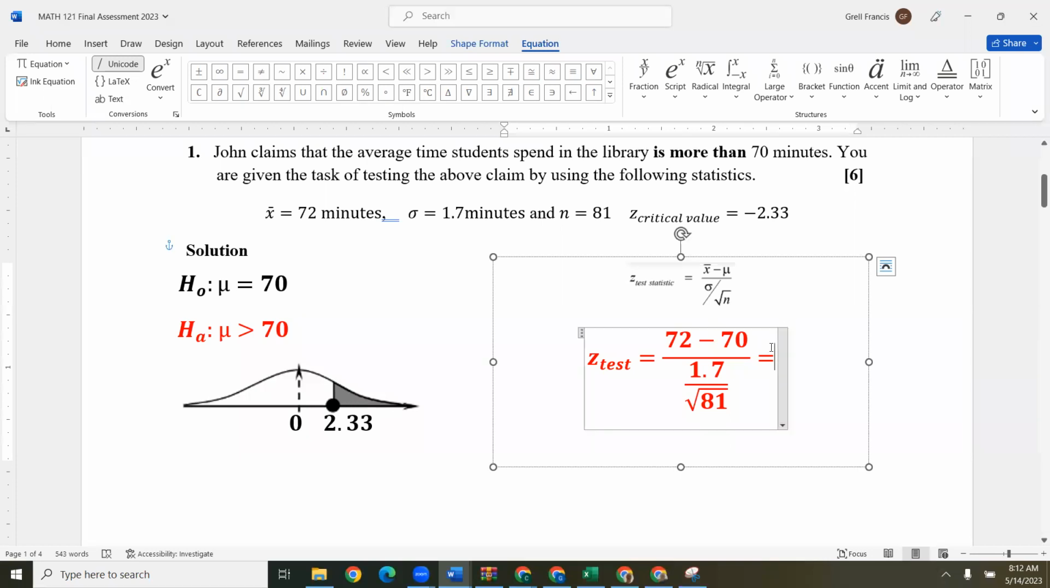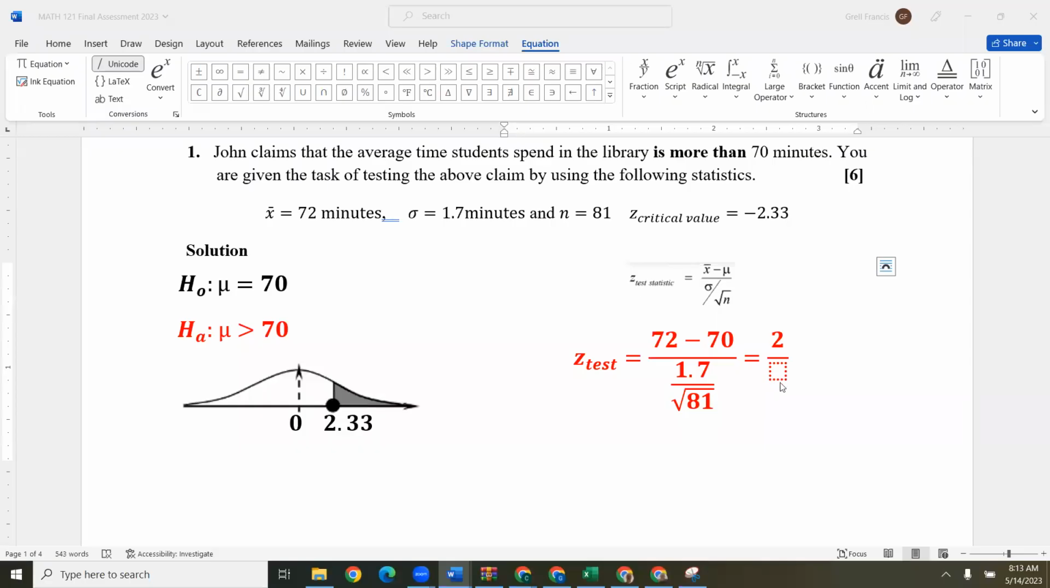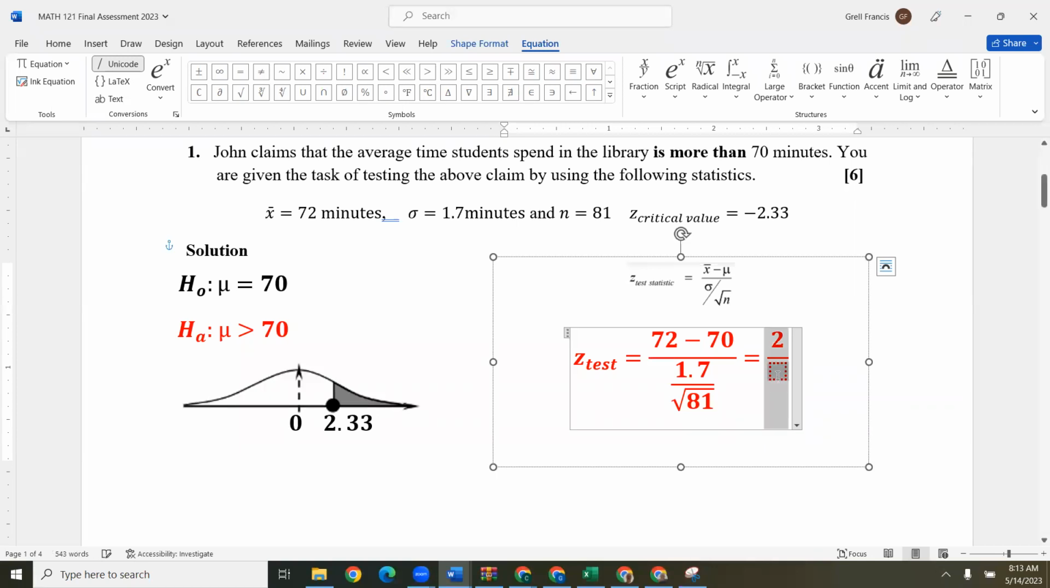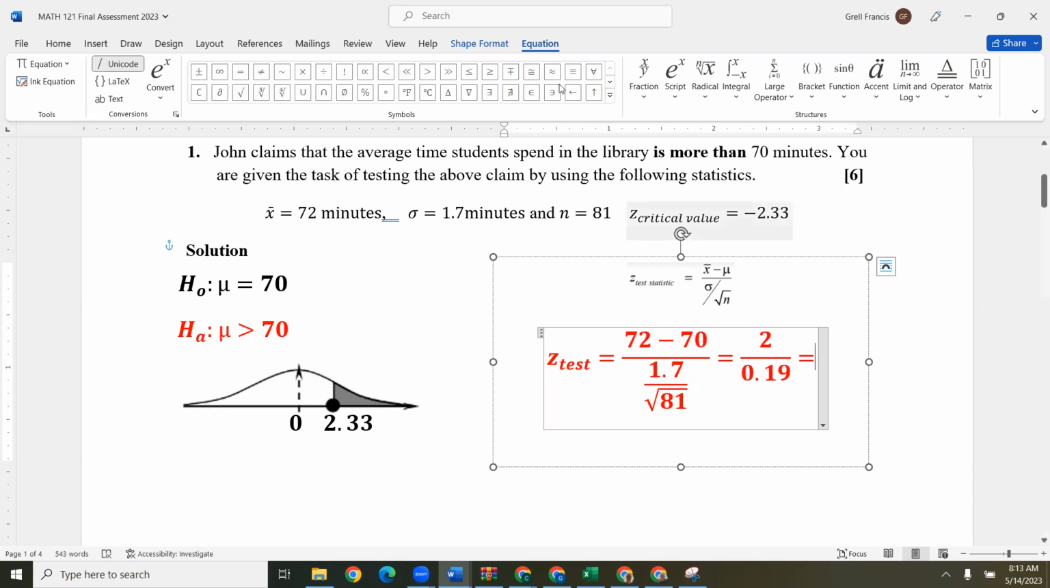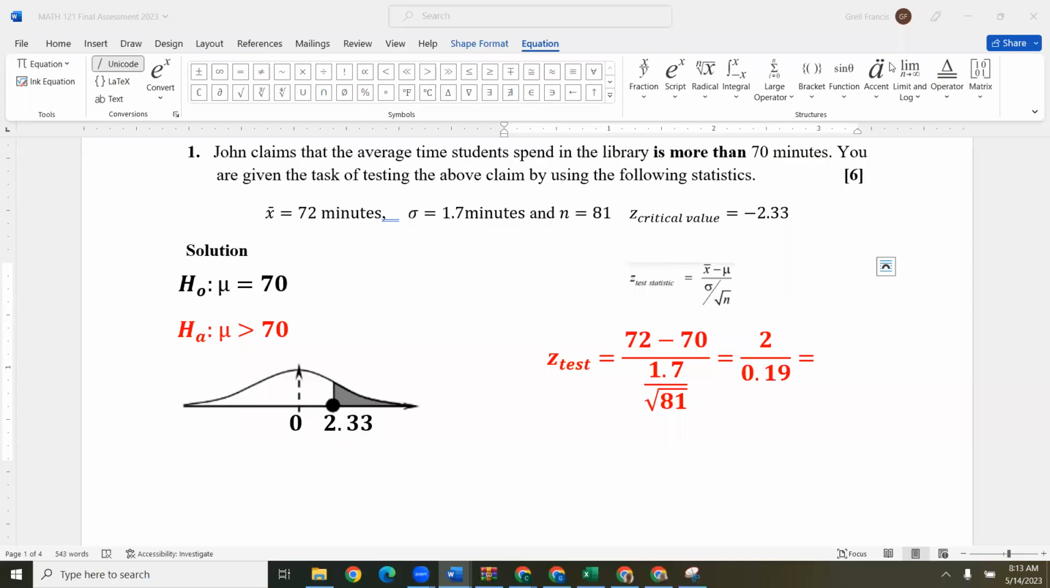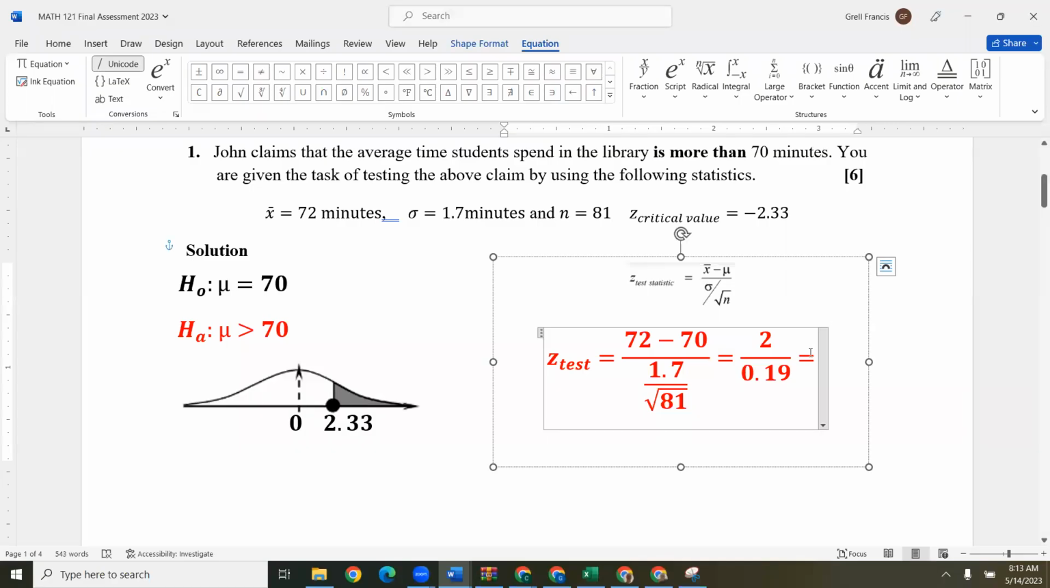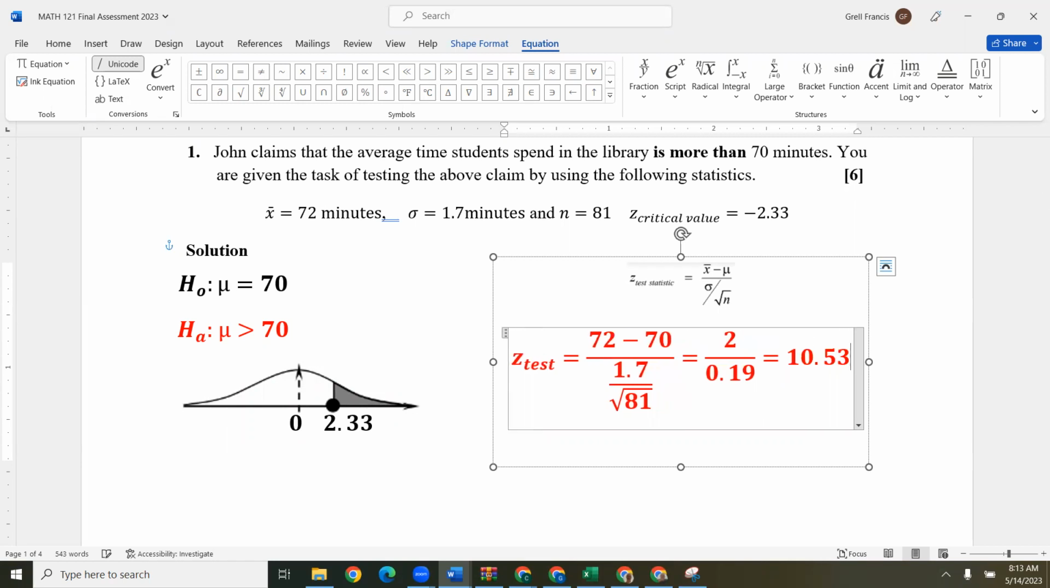So 72 subtract 70 is 2. And 1.7 divided by the square root of 81. The square root of 81 is 9. So we have 1.7 divided by 9, which is 0.19. So we've got 2 divided by 0.19. That's equal to 10.53.